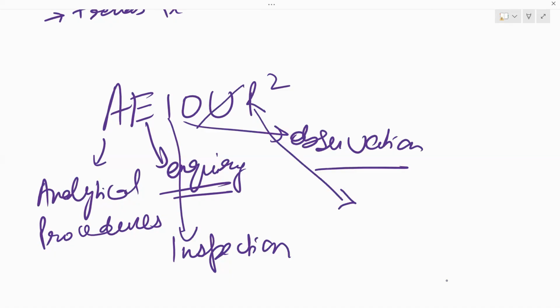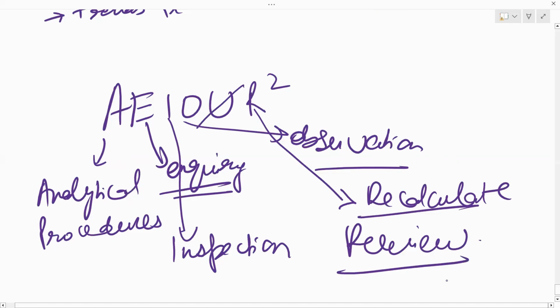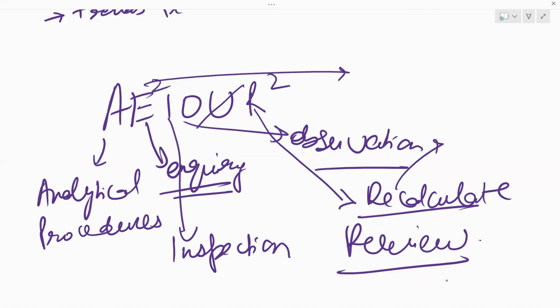Then we have R square, which is recalculate and review. Recalculate is about any figures in the question: you can recalculate them to ensure that the figures are correct and accurate. Review, again, means reviewing the supporting documentation, all of these things, right? Again, from E we can make it E square, and we can have external confirmation.